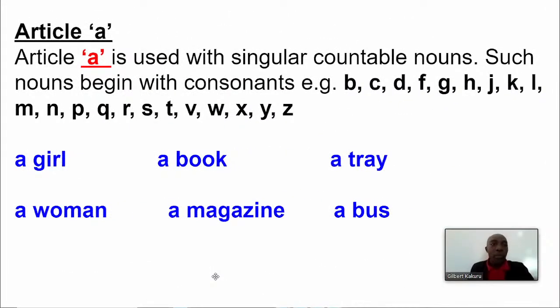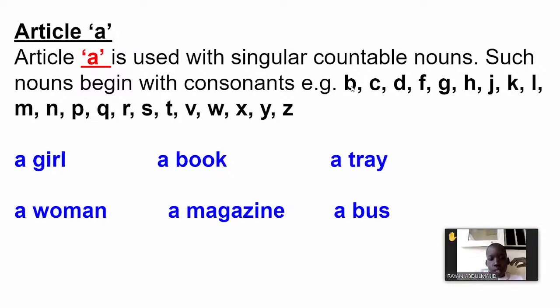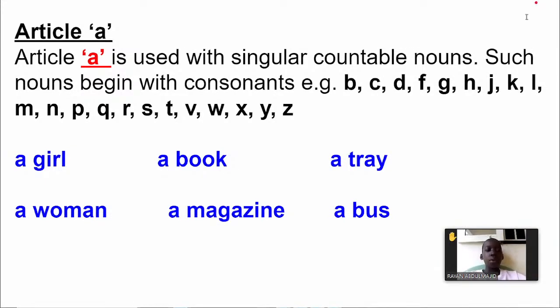Someone should put up the hand and read for me the work which is on the screen. Yes, Brian, I can see your hand is up. Article A. Article A is used with singular countable nouns. Such nouns begin with consonants, e.g. B, C, D, F, G, H, J, K, L, M, N, P, Q, R, S, T, V, W, X, Y, and Z.